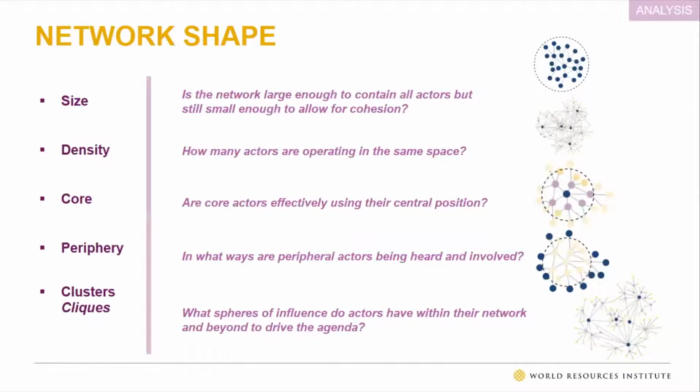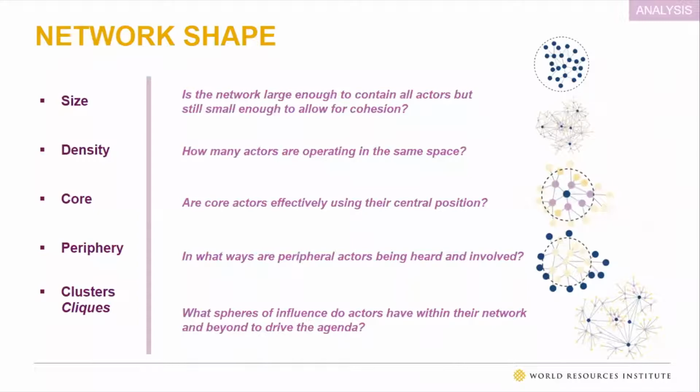Now, a lot of these you will analyze mostly through visual analysis. Size. Is the network large enough to contain all actors, but still small enough to allow for cohesion? Density. How many actors are operating in the same space? Is it a lot of actors talking to each other, or are a few central actors really taking up a lot of that space? Core actors. Are they effectively using their central position? We saw this example earlier in the civic networks in New York.